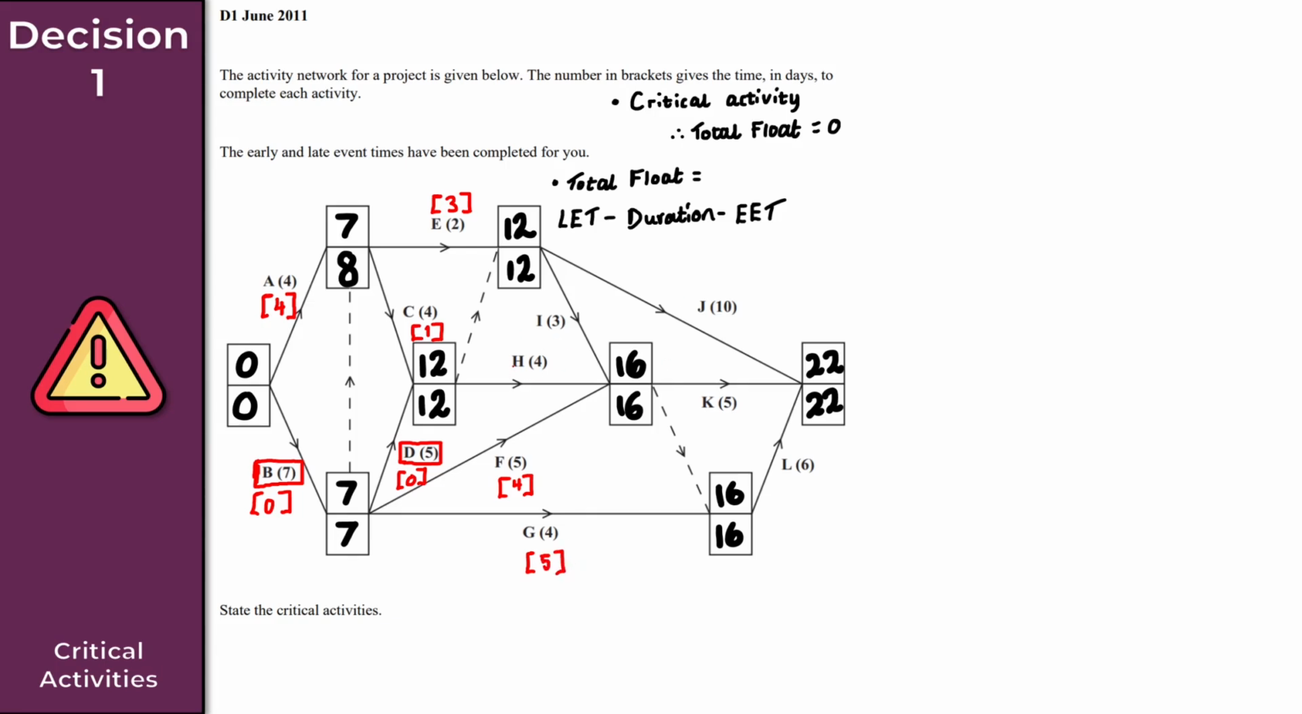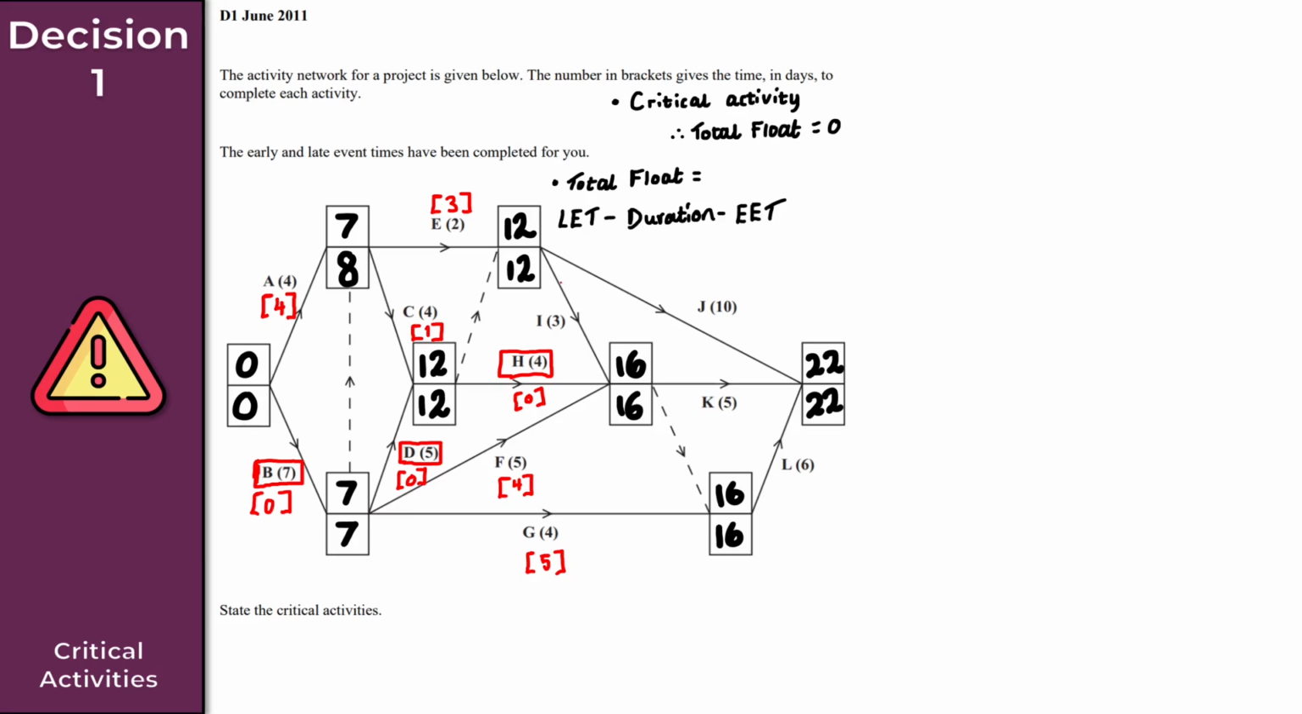So we've got activity H here. I do 16 minus 4, which is 12, minus 12 here, and that gives us 0. Okay, let's do that underneath here. So we've got a total float of 0. What that means here then is activity H is a critical activity. So we're nearly there now, just a few more to go here.